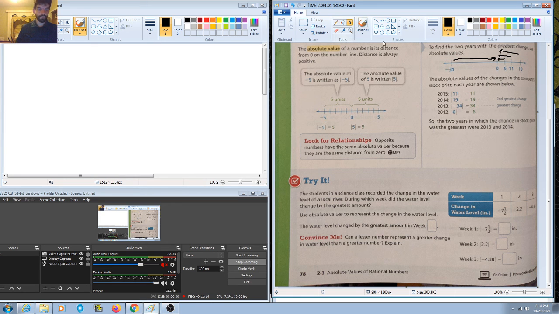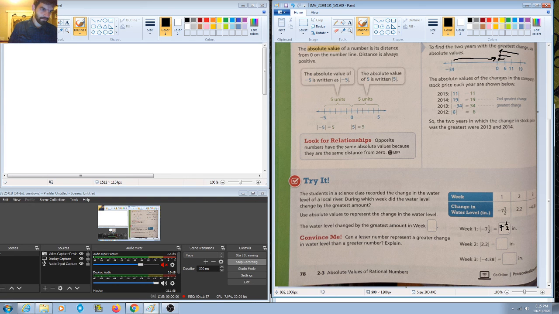So what we're going to do here is take the absolute value of each of the changes in the water level from each week and see which one gives us the greatest change. So for week 1, the absolute value of negative 7.5. When you see those absolute value bars, that tells us that anything inside of it is going to be forced to be positive, because it represents that that value is a distance from 0. So this is going to be 7.5 inches as a change.